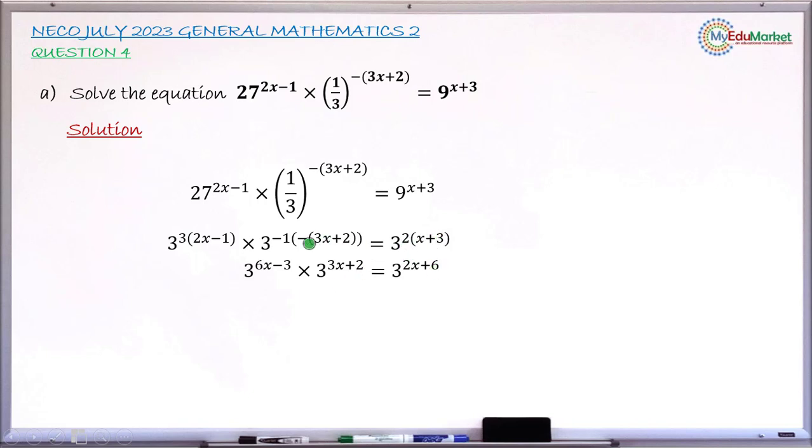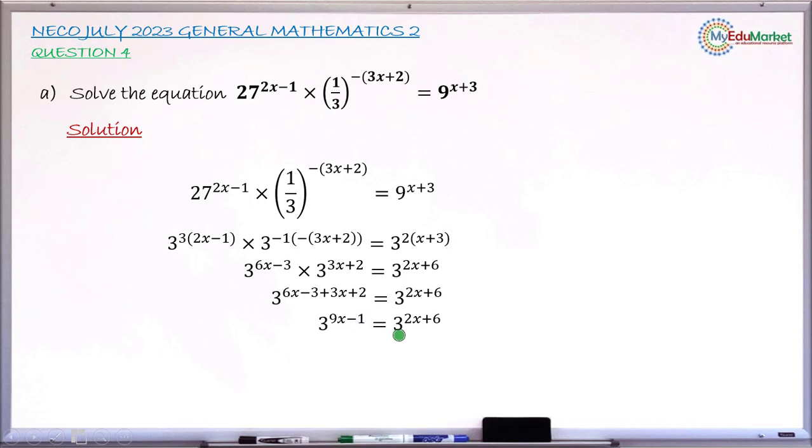So I wanted to do this multiplication on the left. If that is now done correctly, you have 3 raised to the power of the very first power plus the power of the second index number. Then I copy my right hand side. So let us move. Simplifying this further, that is collecting the like terms, 6x plus 3x gives you 9x, minus 3 plus 2 gives you minus 1.